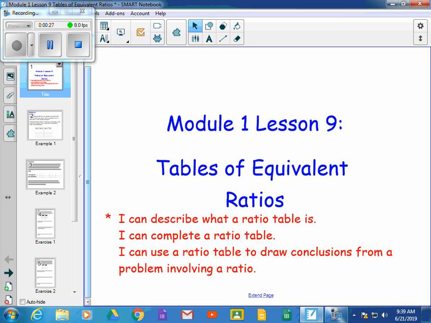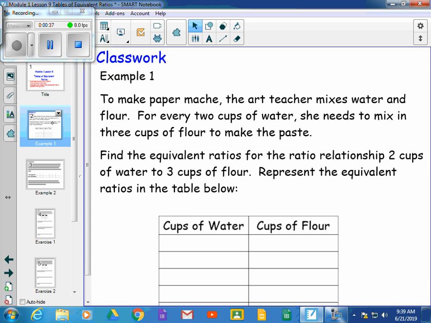Again, pause the video at any time, rewatch parts or rewatch the video as many times as you need, and make sure you take good notes as you watch. Let's go to example number 1.